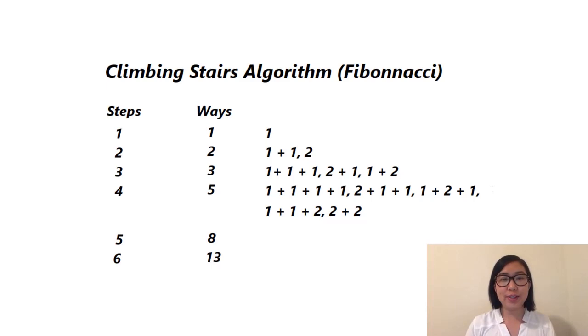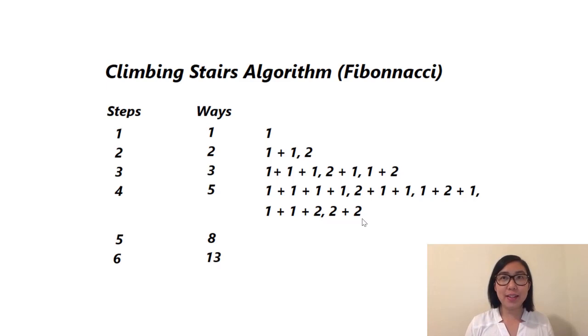There are 5 ways to get to the top of the stairs with a maximum of 4 steps, and that is to take 1 step at a time for 4 times, or to take 2 steps, then 1 step, then another step. Or we could take 1 step, 2 steps, 1 step. We could take 1 step, 1 step, 2 steps, or we can take 2 steps and 2 steps. And that would all lead us to the top of 4 steps.